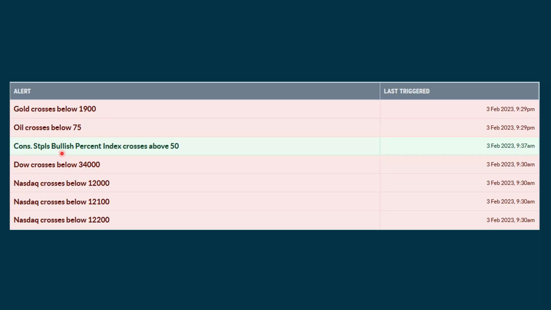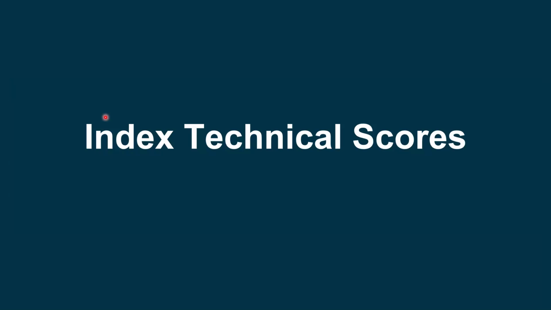The consumer staples also are seeing some recent strength where their BPI crossed above 50, and that generates a signal. Above 50 is positive, below 50 is considered negative. Oil, which has been dropping lately, crossed below 75, and then gold, which had been seeing some real strength, declined in Friday's session to below 1900.